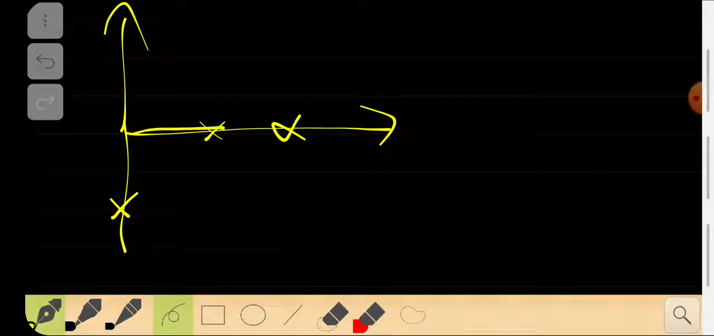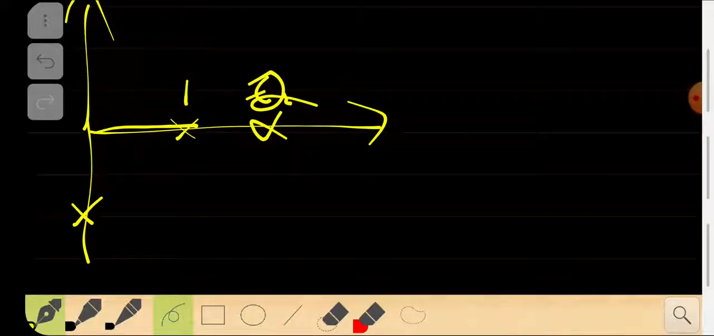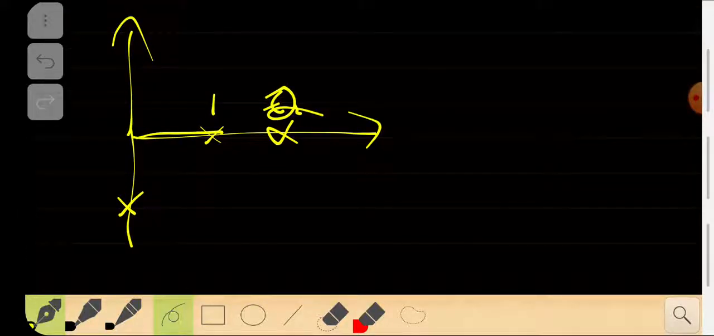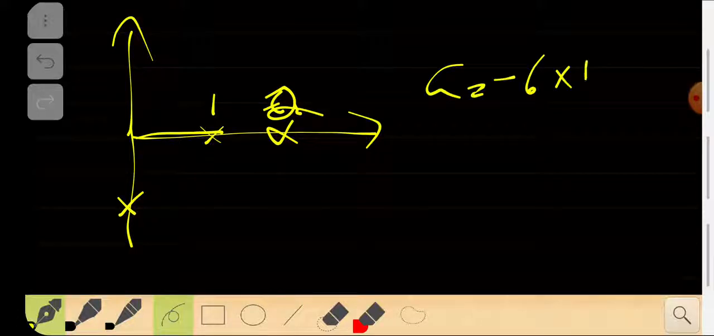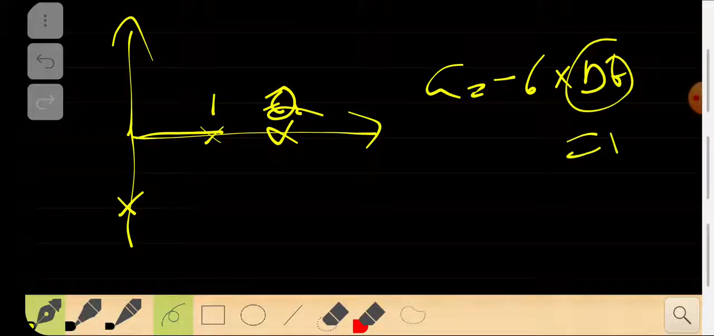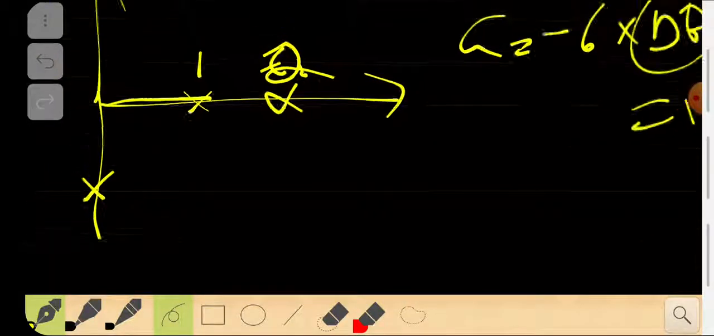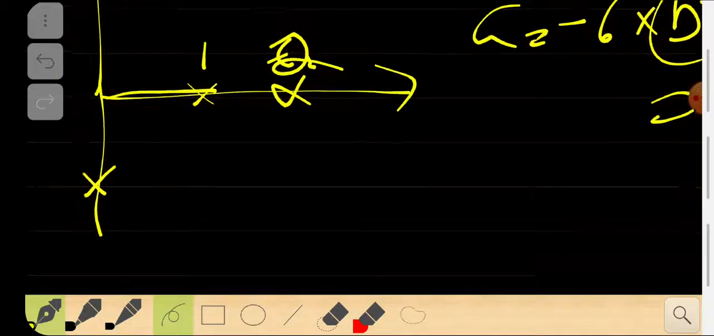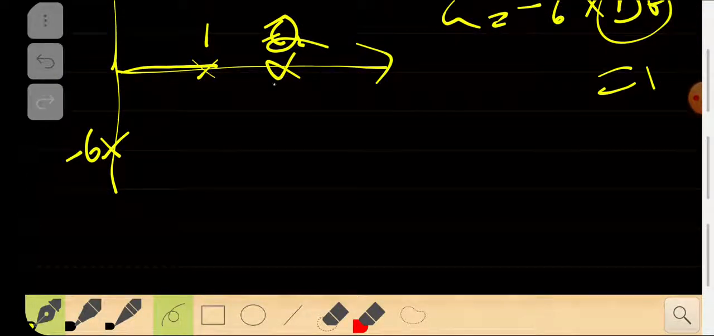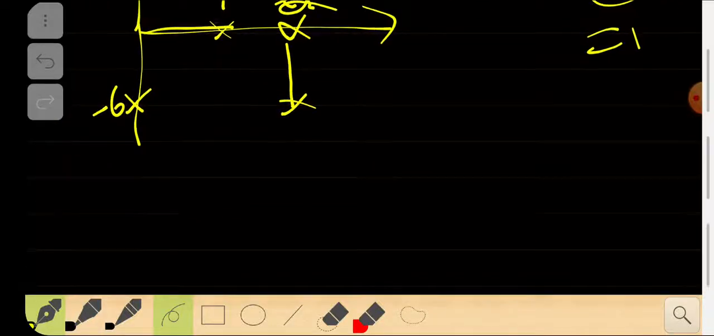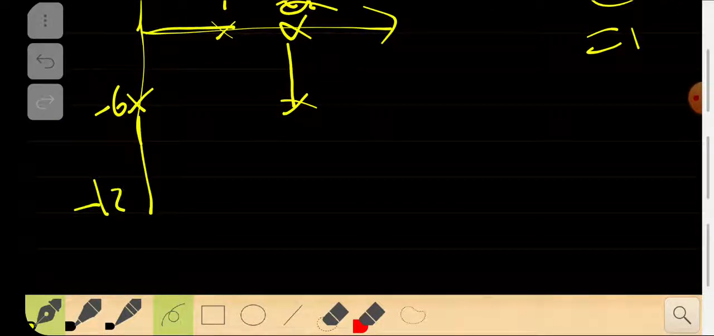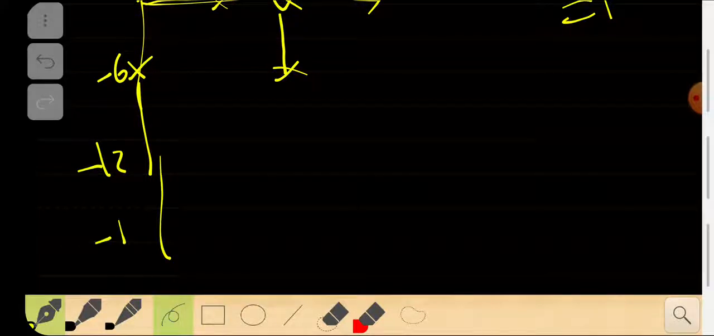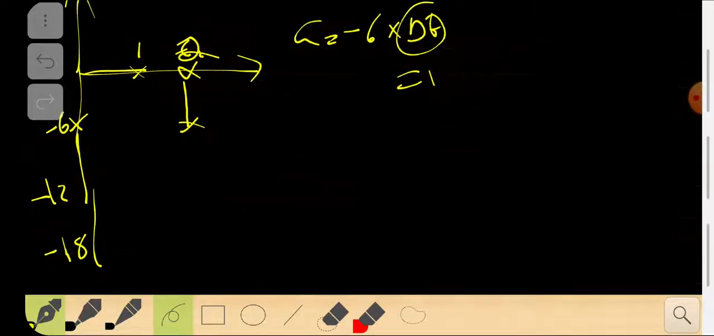is 0, and after the first second to the second t2, which is t2 minus t1, will be 1. So a is equal to minus 6 times delta t, so delta t is equal to 1, so that means a will be equal to minus 6. So at t is equal to 2, a will be equal to minus 6. And after the second, right here, it will be minus 12, right? Third second it will be minus 18, so it will look something like this.